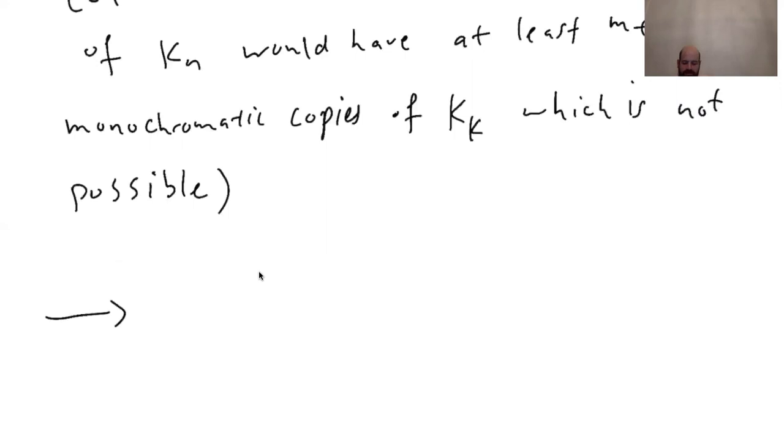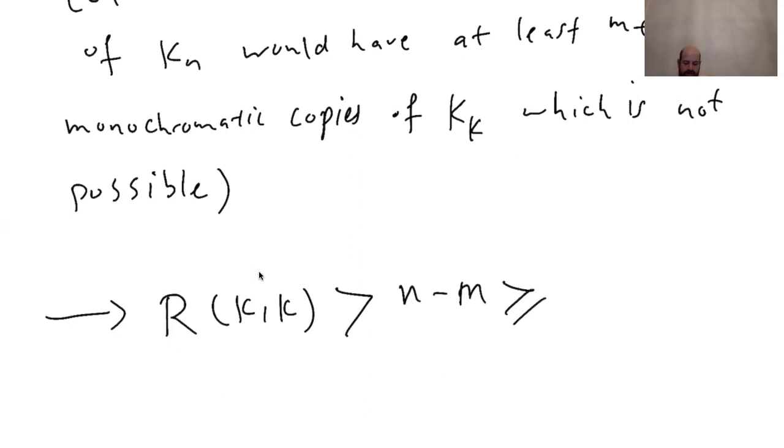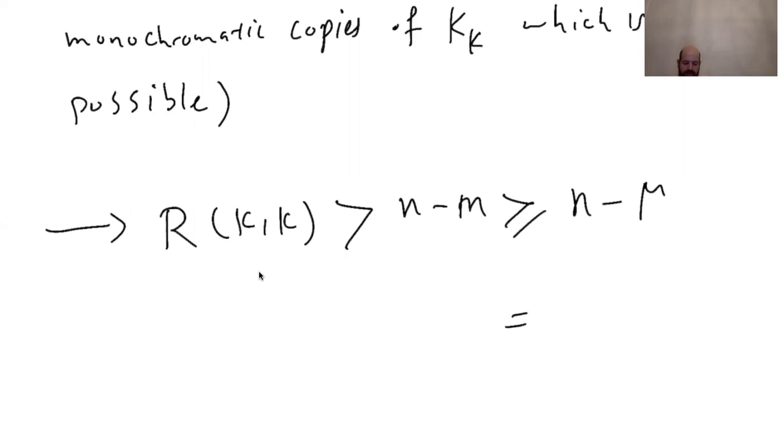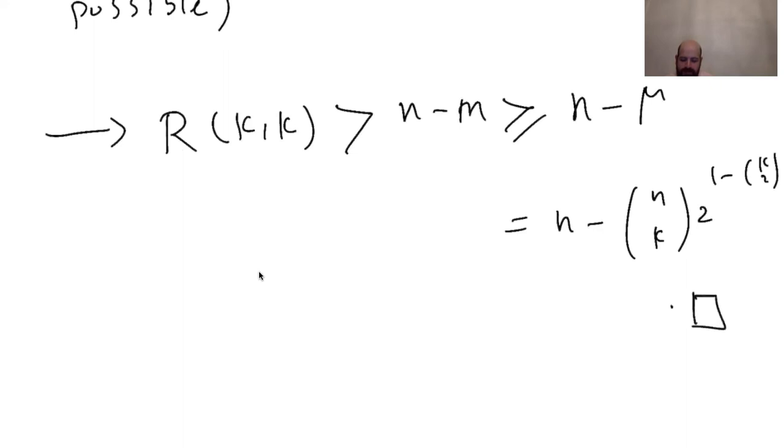Okay, so this means that capital R of k, k is bigger than n minus m, which is bigger than or equal to n minus mu. This is because m is less than or equal to mu, so n minus m is bigger than or equal to n minus mu. And this is n minus n choose k times 2 to the power 1 minus k choose 2, as desired.